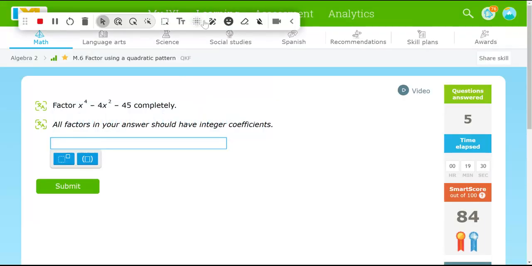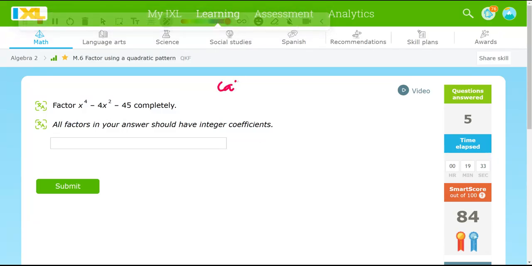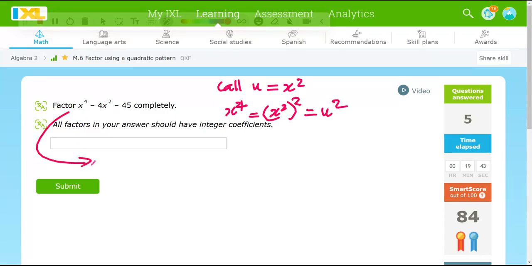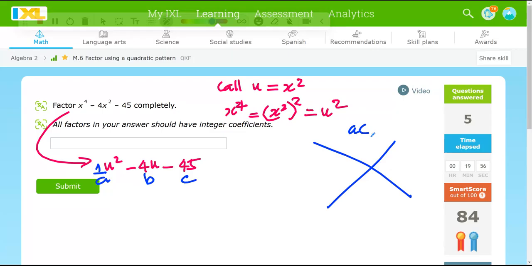Here we go. So now, take a look. I call u equal x squared. So if I see x to the 4, which is x squared, and then squared one more time, which is u squared. So from here, I can write u squared subtract 4u subtract 45. Let's find A, B, C. A should be number 1, B, and C. Here's your diamond. On top, A times C, and on bottom is B. A is 1 and negative 45, so this is negative 45 and this is negative 4.